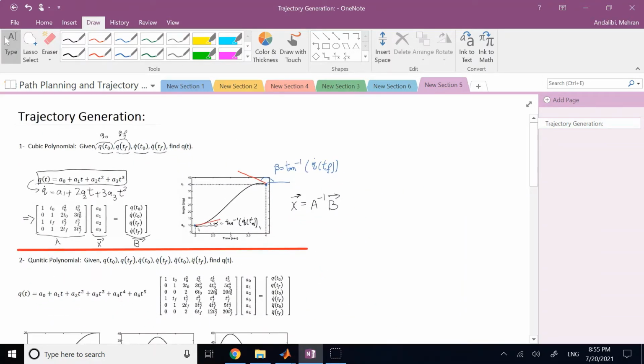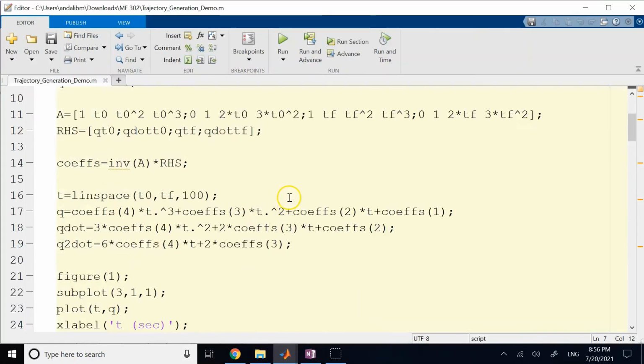And then, as I said, you can plot your q dot, which is like this, with the coefficients that you determined. And you can also determine your what? Q double dot, the acceleration terms, which is going to be 2a2 plus 6a3 times t. Okay, and so here I'm going to show you that in a MATLAB demo.